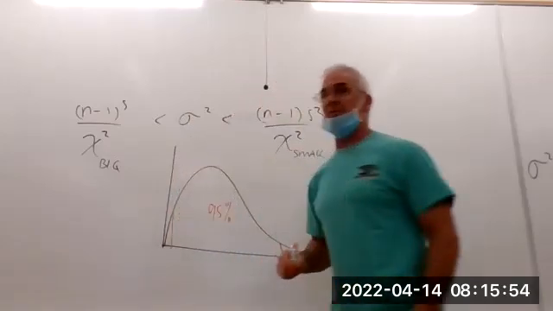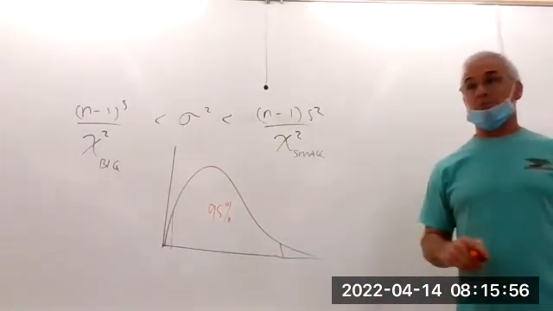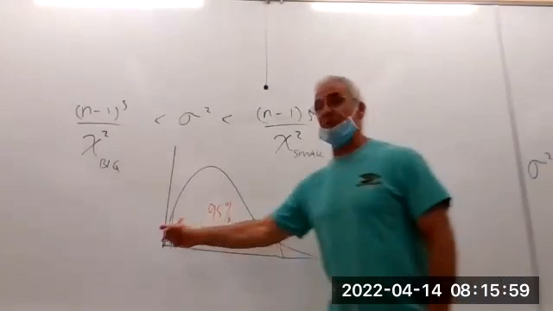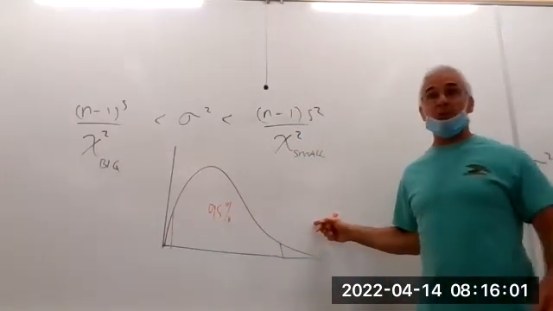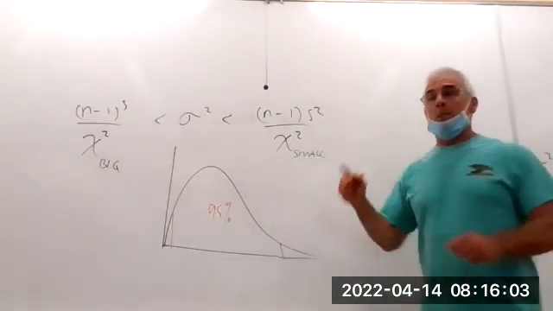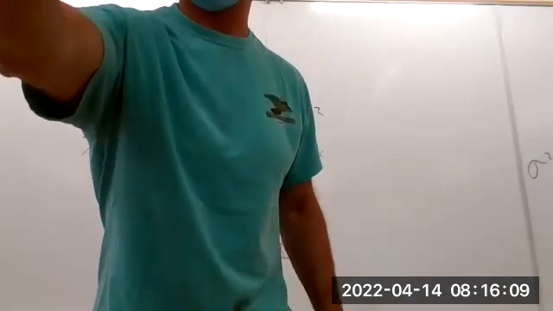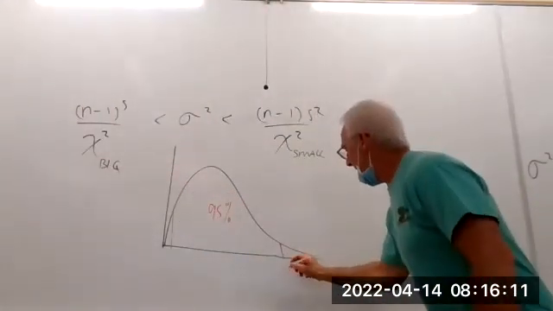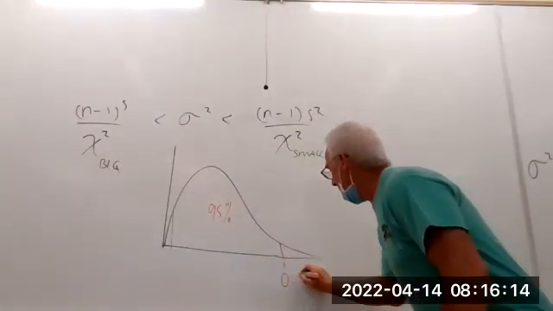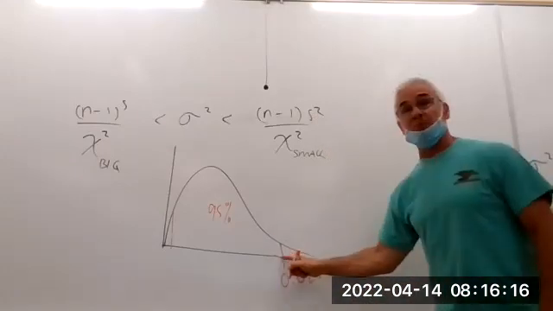Then that means I want 5% in the tails total. So that would mean I want 2.5% in each tail, just like we did with the z's. You remember that? But the chi-square is a little bit different. Chi-square says the area to the right. So that means this would be the 0.025, wouldn't it? Because that's what's to the right.